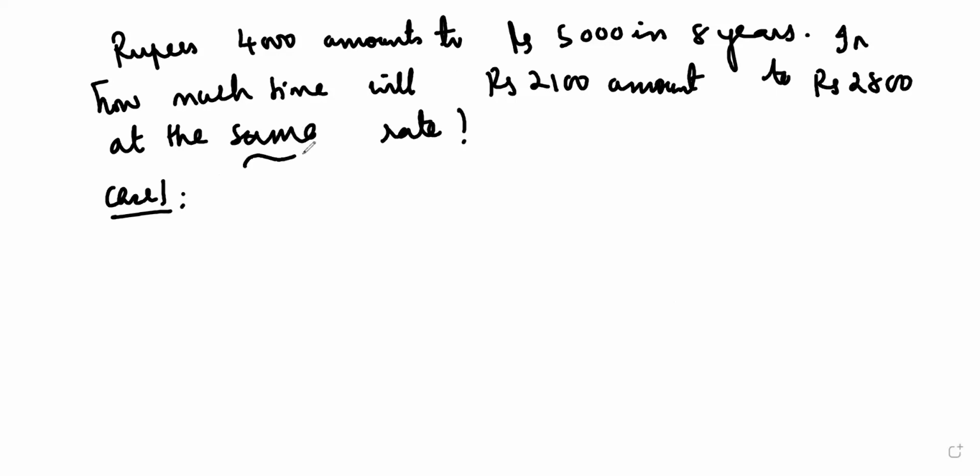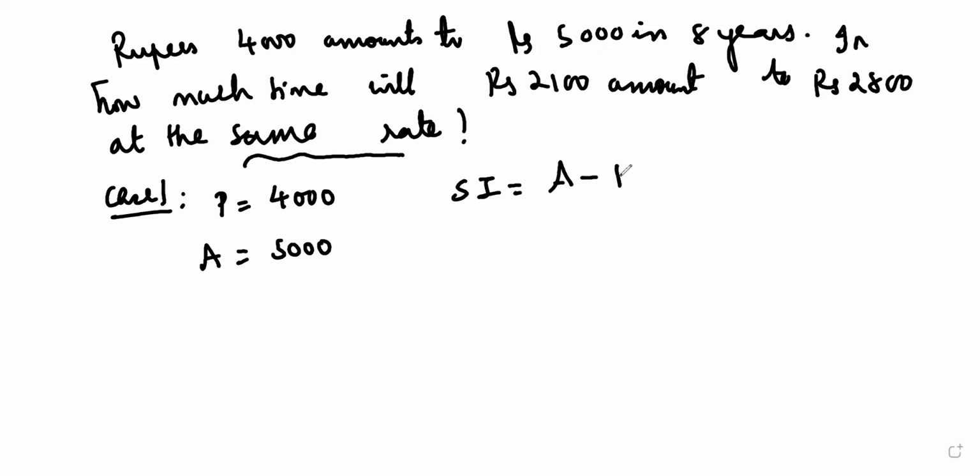One thing is, it's saying at the same rate. In both the scenarios, the principal amounts are different, but the rate of interest is the same. So in case one, the principal is 4,000 and the amount is 5,000, both in rupees. We understand that simple interest is amount minus principal, so it's 5,000 minus 4,000, which is rupees 1,000.